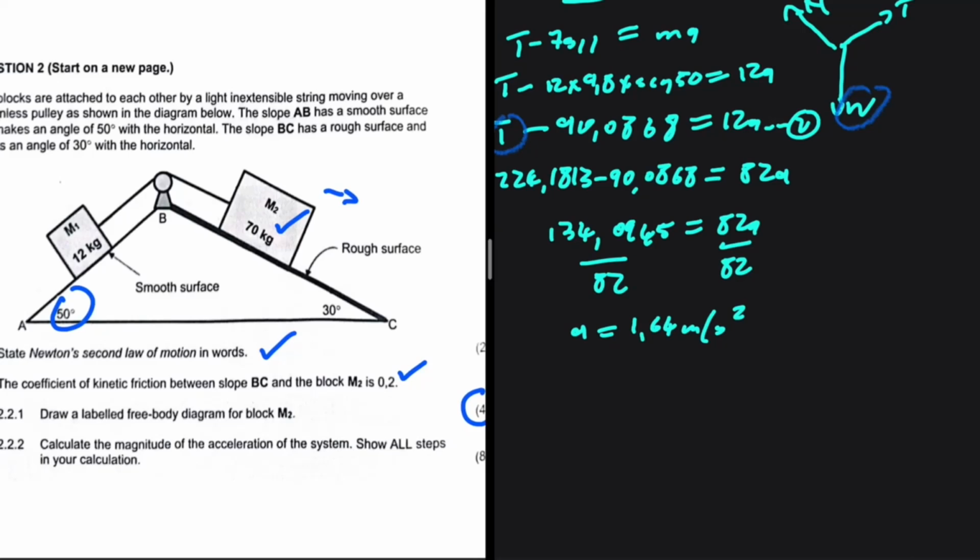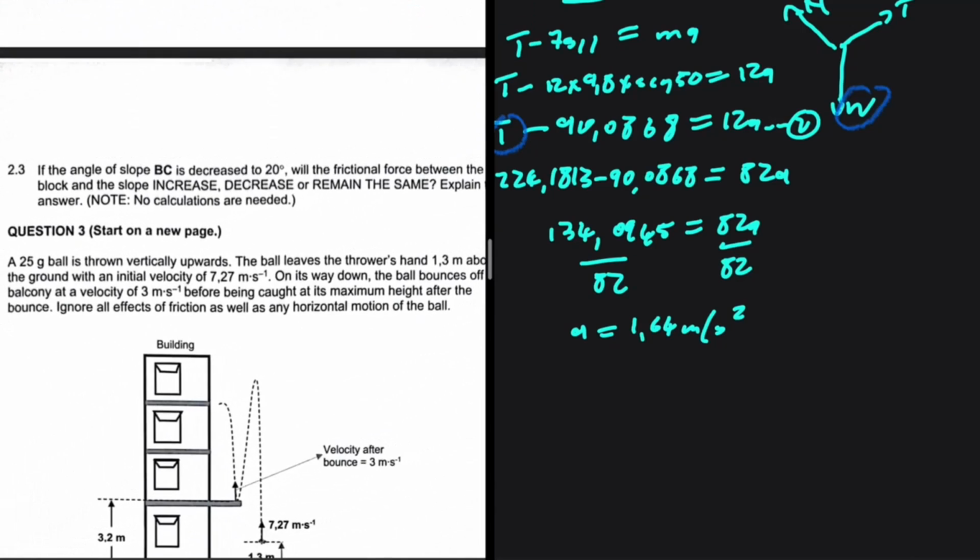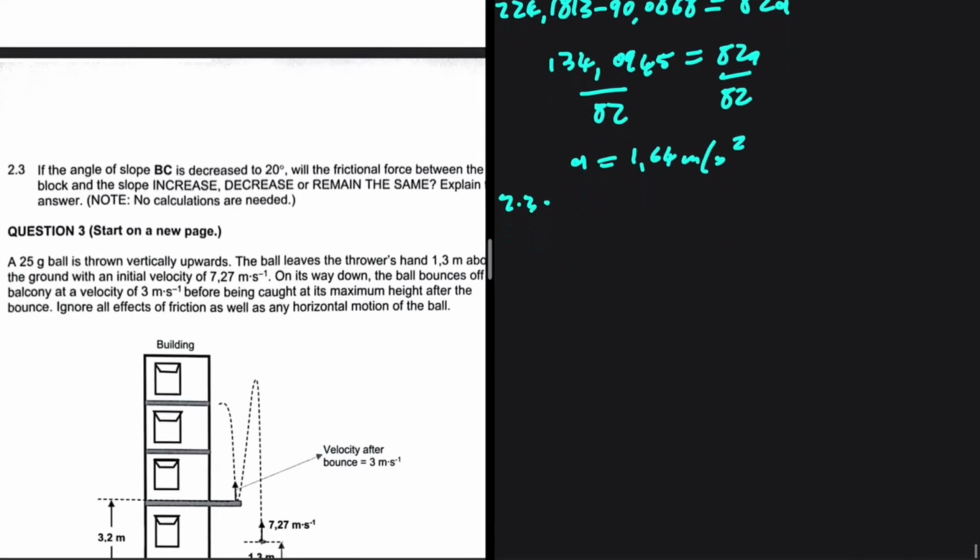So 2.3 is saying that if the angle of slope BC is decreased to 20 degrees, initially it is 30 degrees and now it is being decreased to 20 degrees, will the frictional force between the block and the slope increase, decrease, or remain the same? Explain your answer. So the frictional force is going to increase. Let me show you why.